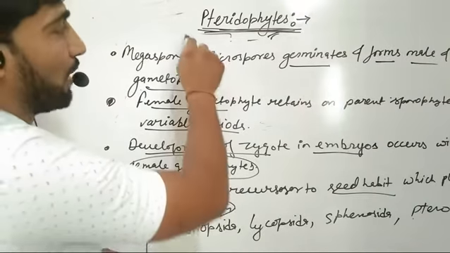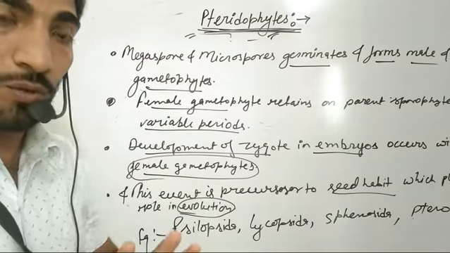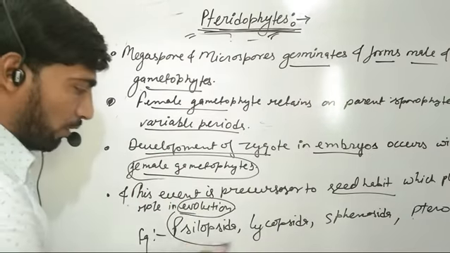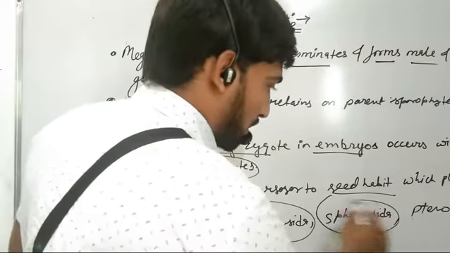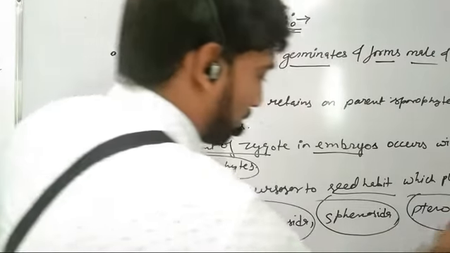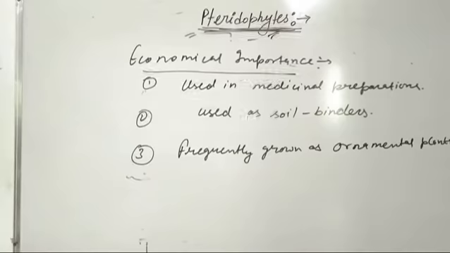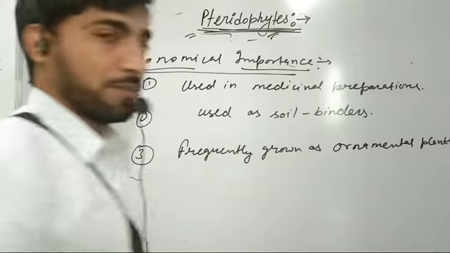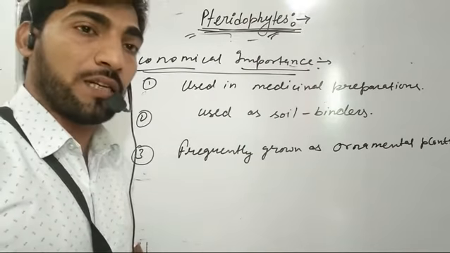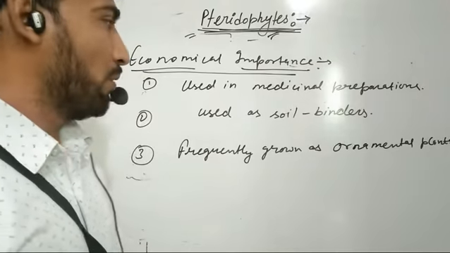Now these pteridophytes are further divided into four subclasses, that is Psilopsida, Lycopsida, Sphenopsida and Pteropsida. So these are the four subclasses of pteridophytes. Now let us come to the economic importance of these pteridophytes. How are these pteridophytes economically important to human beings or to living organisms?